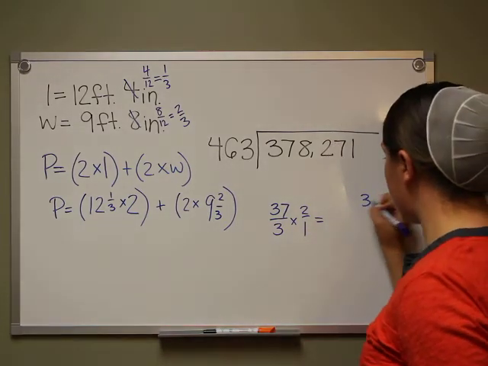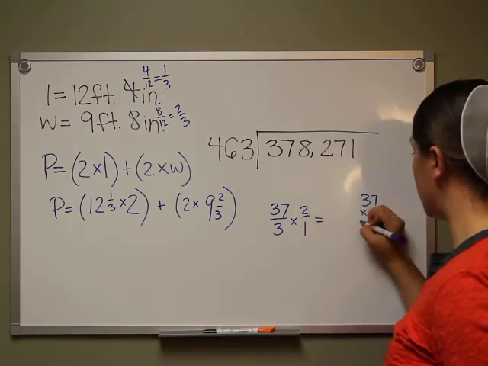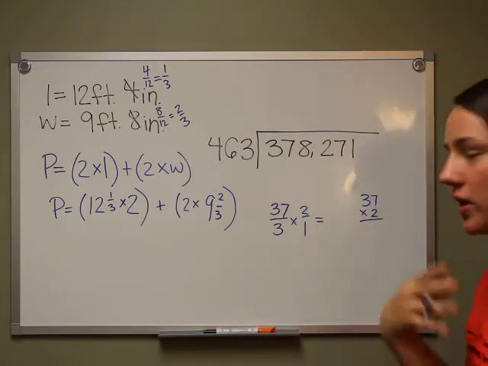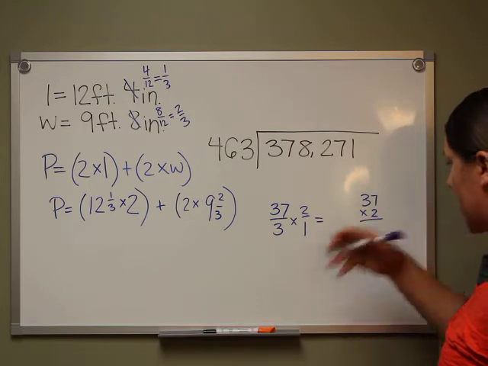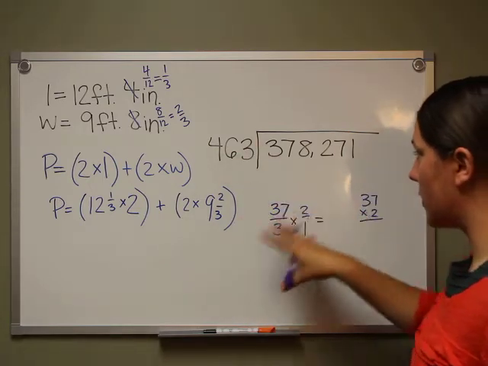So we have 37 times 2. Just give me the answers here. If you can, hopefully you can see I'm writing a little bit small. But try to give the answers in your mind as I work this on the board.